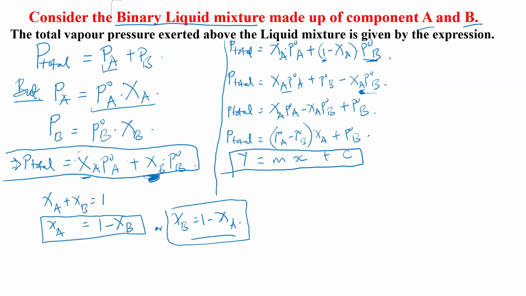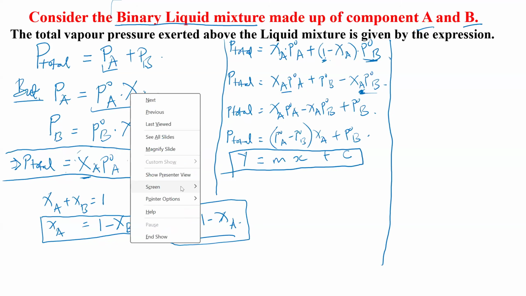And we can also do the same for the other one. Instead of substituting the mole fraction of A, we can also substitute the mole fraction of B, and we have the other one. I don't know whether we can try it out very fast. Let me change the color so that we don't get disturbed.